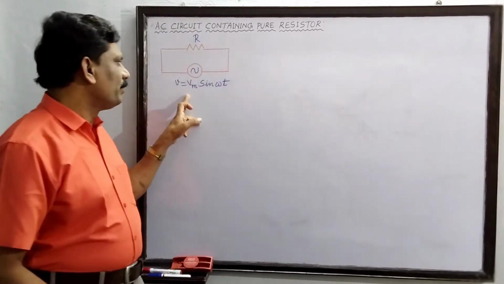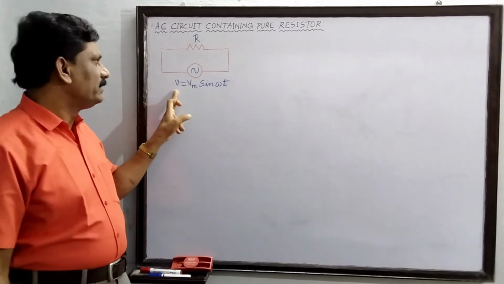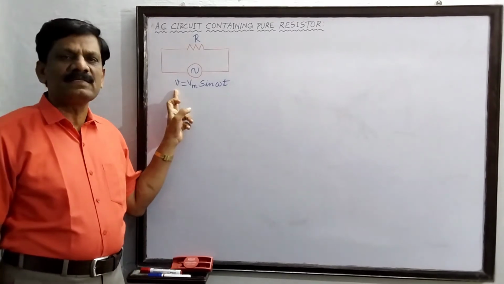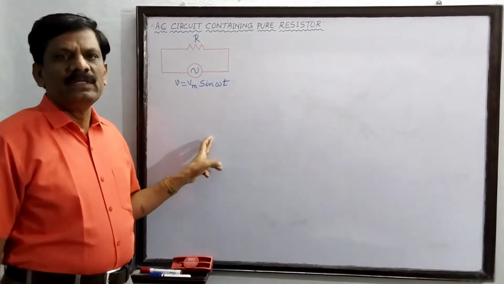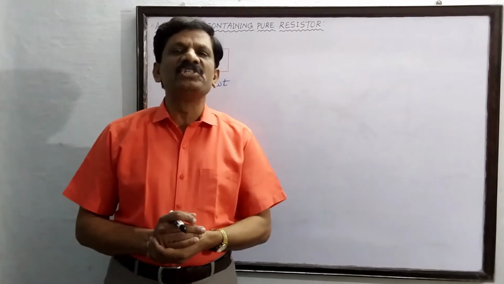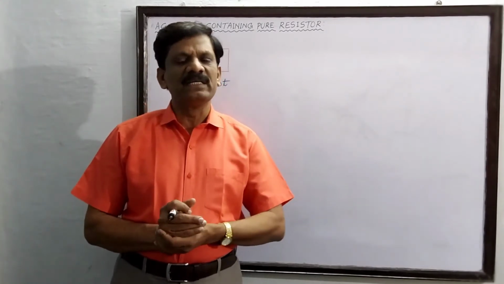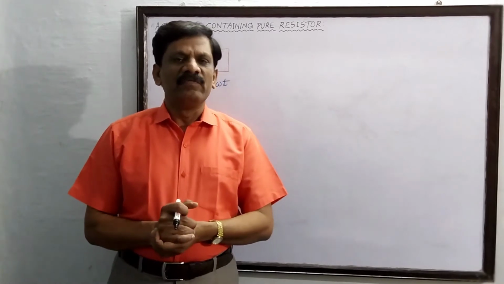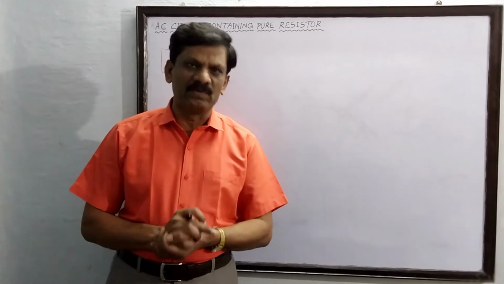And the voltage applied also is alternating. So this small v is called the instantaneous voltage. What we are going to do is derive the relationship between the instantaneous voltage and the instantaneous current. So we want to find the phase relationship between the current and voltage in AC circuits.